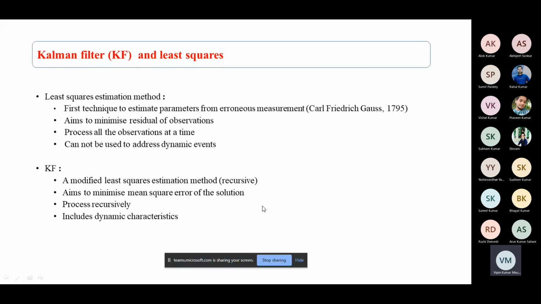Second thing, it aims to minimize not the residual. It aims to minimize mean square observation. So both are having different objectives. Least square is trying to minimize the residual of observation, whereas Kalman filter is trying to minimize the mean square error of the solution. If you look at the least square, it will process all the observations at a time, and it cannot be used to address dynamic events, means events that are changing with the time.